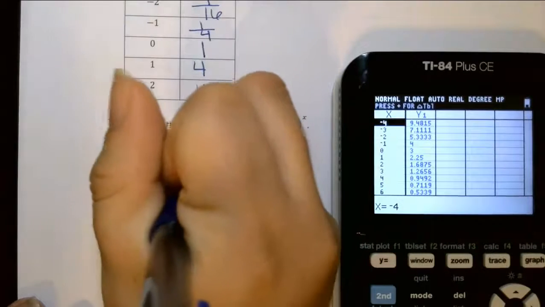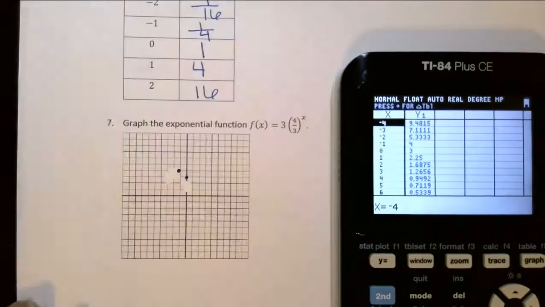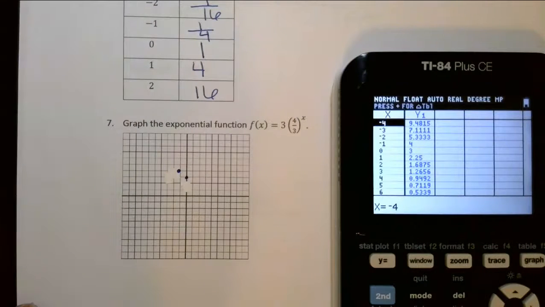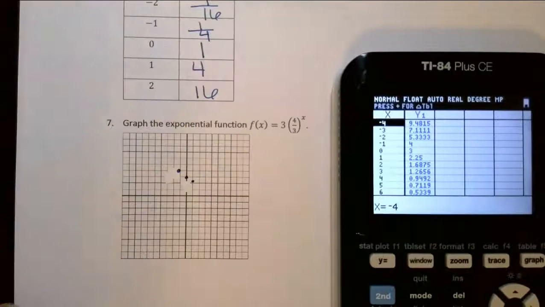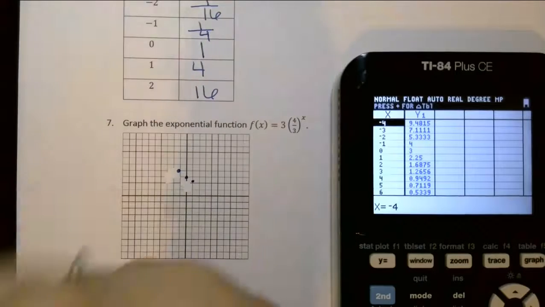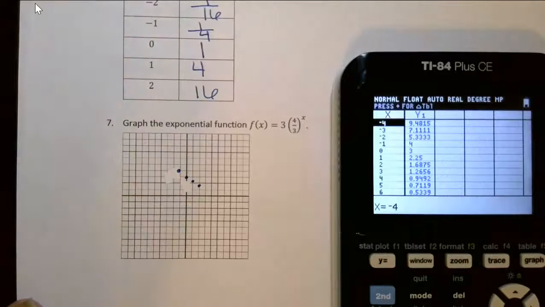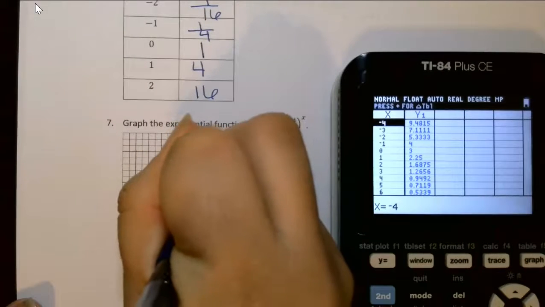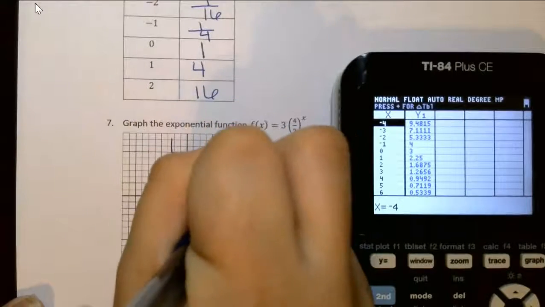I have -1, 4, 0, 3, let's do 1, 2.25, so a little more than 2. I have 2, 1.6, so a little more than halfway. 3, 1.26. 4 is a little less than 1. And I will connect these and make the curve shape.